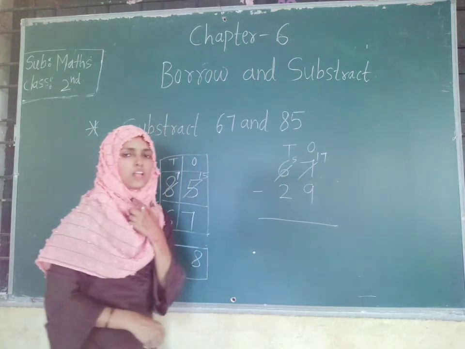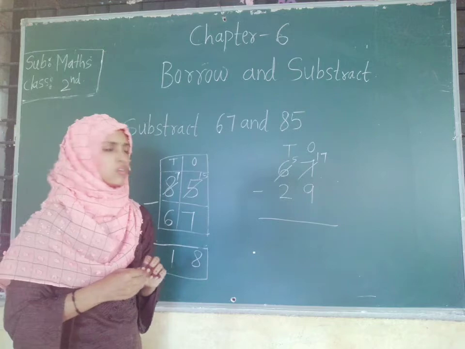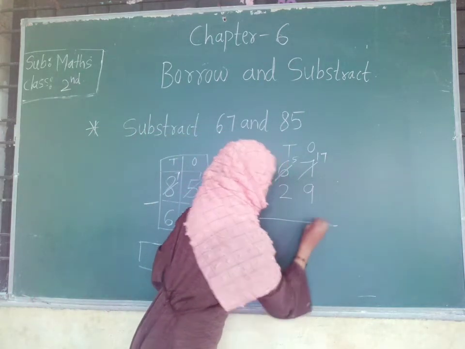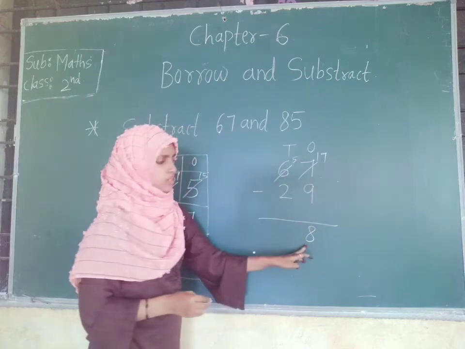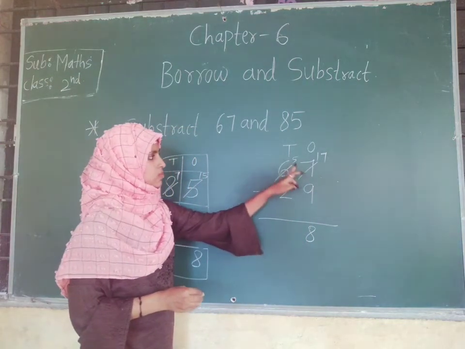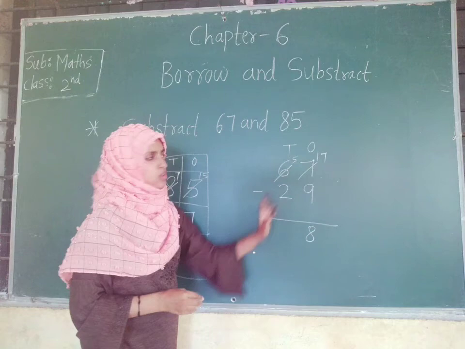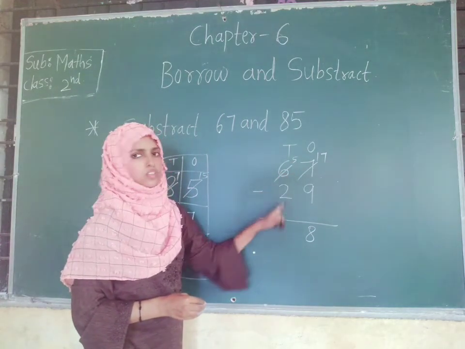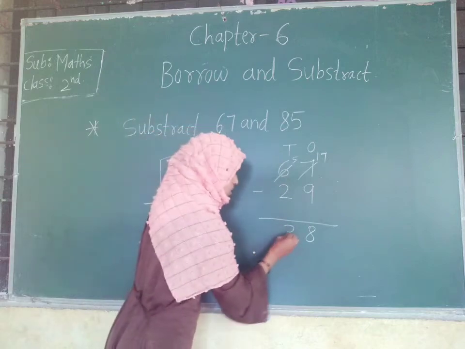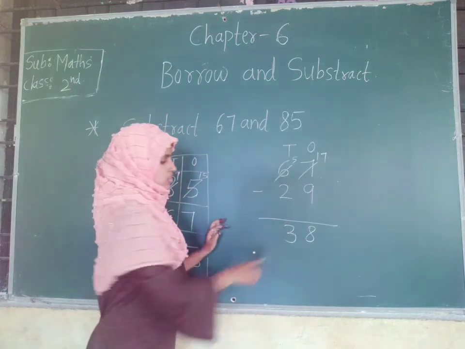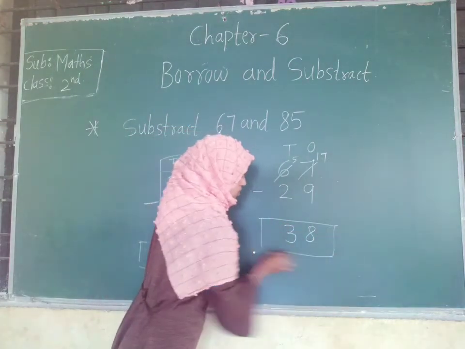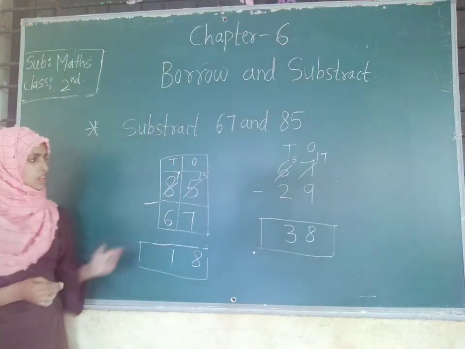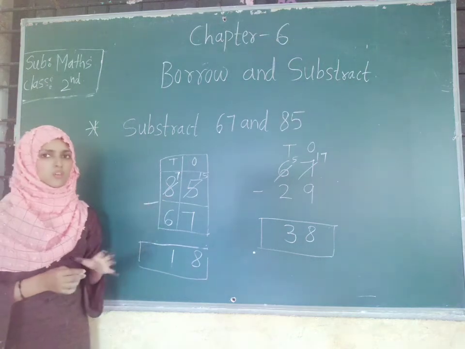Now tell me, 17 minus 9 is equal to how much? 8. So write down 8 under the ones place column. Next, in the tens place we have 5 and 2. We can easily subtract 2 from 5. 5 minus 2 is equal to how much? 3. So 38 is the difference of these two numbers. So children, now you understand how to subtract two-digit numbers with borrow.